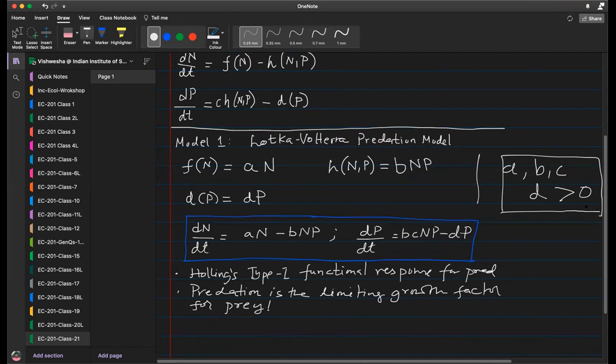All of them are positive, otherwise we'll be studying trivial scenarios, or even not-so-biological scenarios. Any questions on this? So this is model 1. Now let us look at another model.